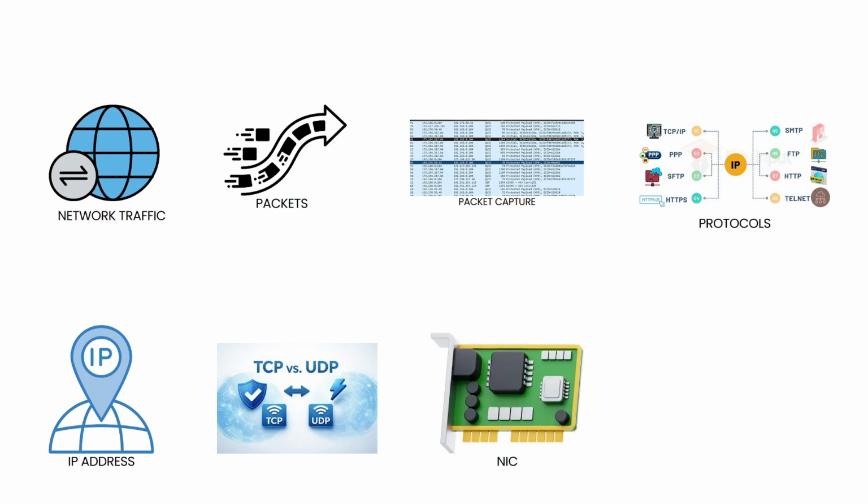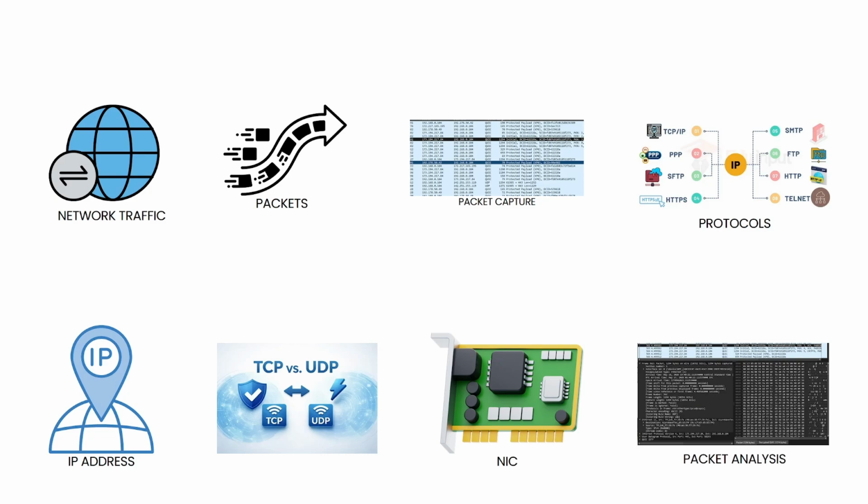Then we have the Network Interface Card, or NIC. A network interface card is the hardware component that connects a device to a network, either through an Ethernet cable or wirelessly through Wi-Fi. Wireshark captures traffic directly from the NIC, which is why choosing the correct interface is the first step in any capture.